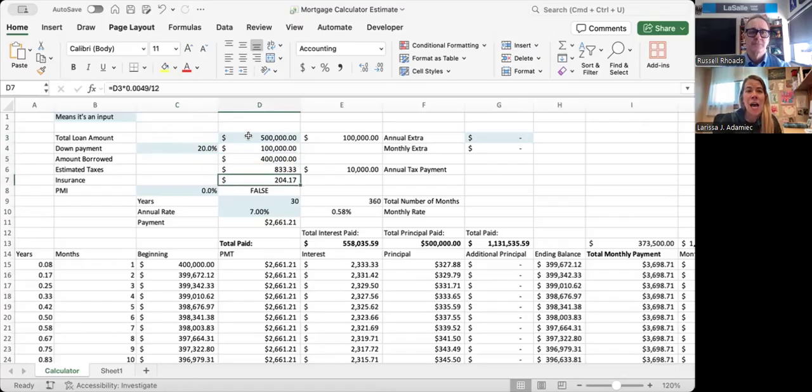Okay. I've also included PMI insurance. If your down payment is less than 20%, the mortgage company will require an additional amount of insurance for that down payment. So you're paying a little bit extra for premium of not putting down the 20%.